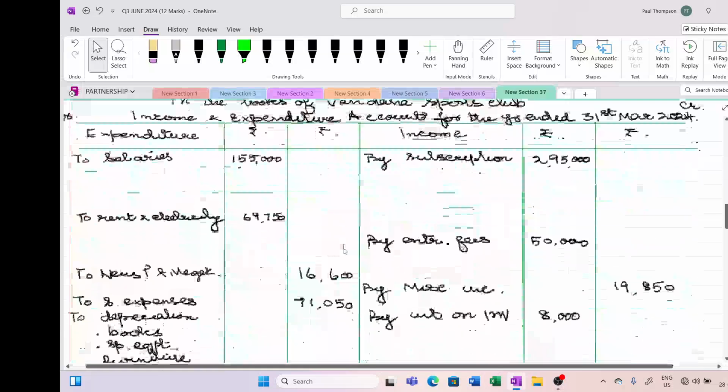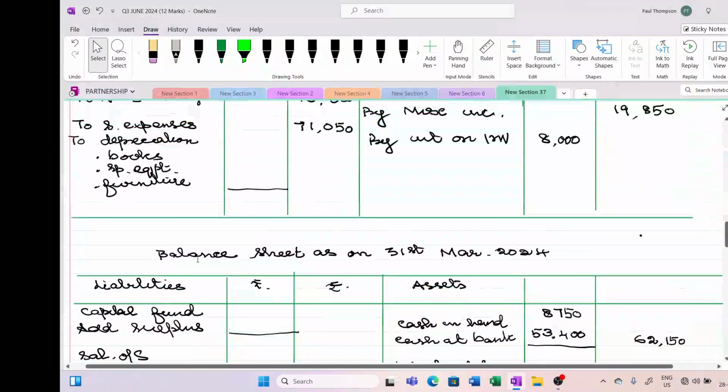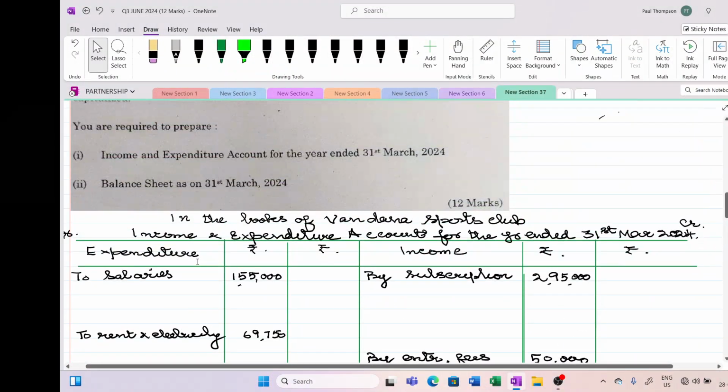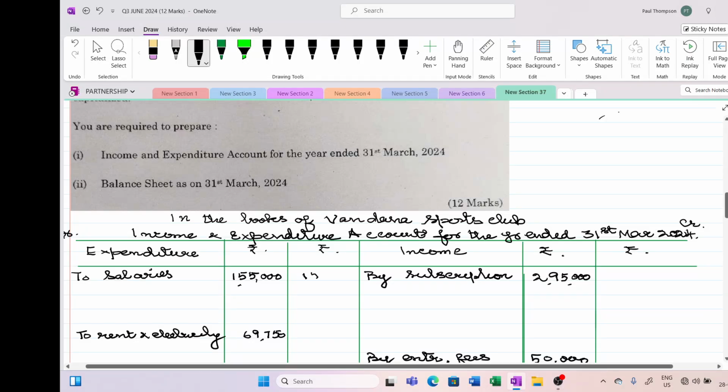So you can make the adjustment as a working note down below. Salaries paid is 1,55,000 and less outstanding is 10,200. That was due in the last year to be paid. So this year we have made the payment, so we have removed it. And for the current year, yet to pay is 12,400. So the net salaries will be 157,200. This should appear in my income and expenditure account, 157,200.